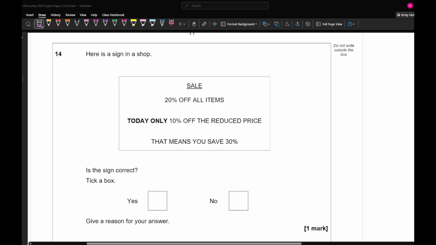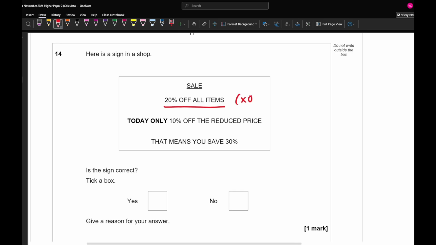Now moving on to question 14, it says here is a sign in a shop. There's a sale and there's 20% off all items, and today only they get 10% off the reduced price. That means you save 30%. Is this sign correct? Well, there's a couple of ways in which you can prove this is true. If you're doing 20% off, then you are going to be multiplying by 0.8. Then if you're taking off another 10%, then you're going to be multiplying that by 0.9. And what the question's saying is that you should be left with 70%.